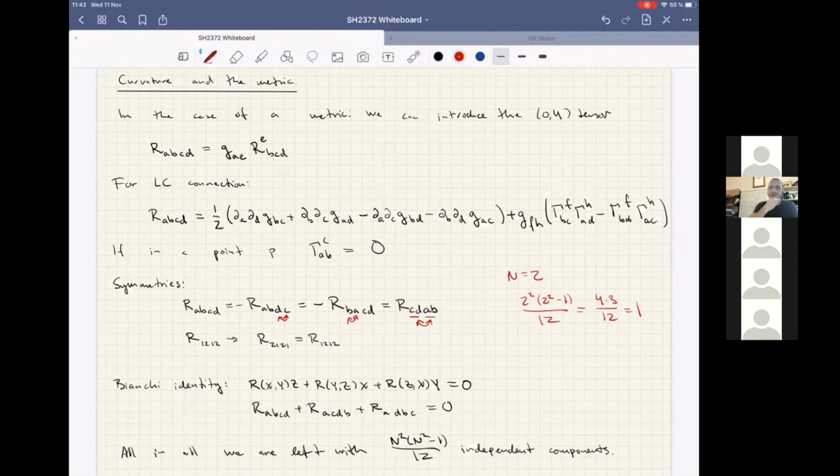Any questions? So there is an example. I don't think I have time to go through the example, but on page 26 of the lecture notes, there is an example of computing the curvature components of the sphere. I would suggest that you look at that, because it's a nice example, and it also shows you a good way to compute the components of the curvature tensor.